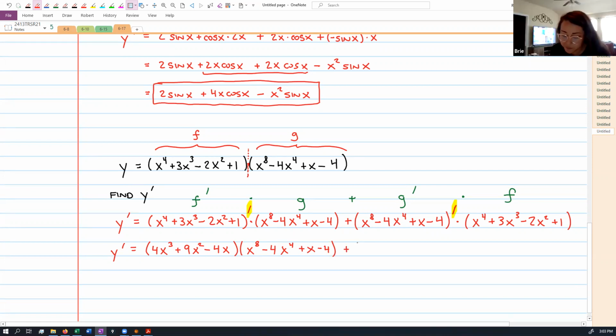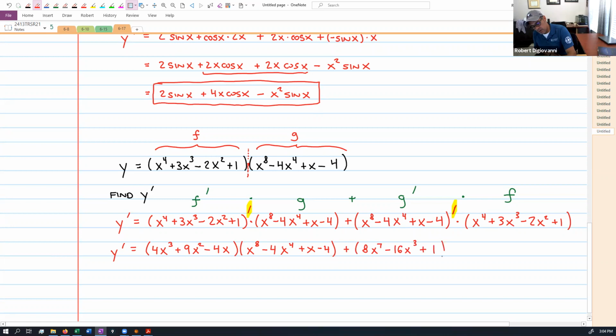Plus now this one, you do need to do something, right? So it's going to be 8x to the 7th minus 16x to the 3rd plus x equals, what was it, 1? Yep, 1. Okay. And that's it, in the parentheses. And then just copy it, right? Yep. That's it.